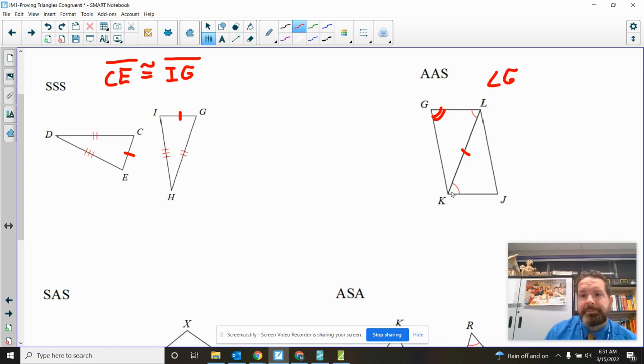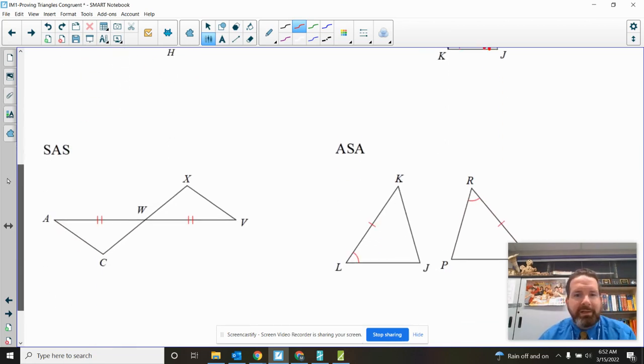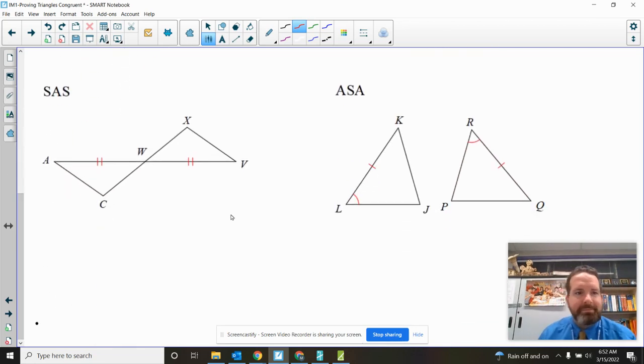So angle G. In the bottom triangle, a similar bit of reasoning means I don't want this one. I want the one that doesn't touch the side. That's angle J. So to use AAS, I would need to know that angle G is congruent to angle J. Let's keep going. These are fun.